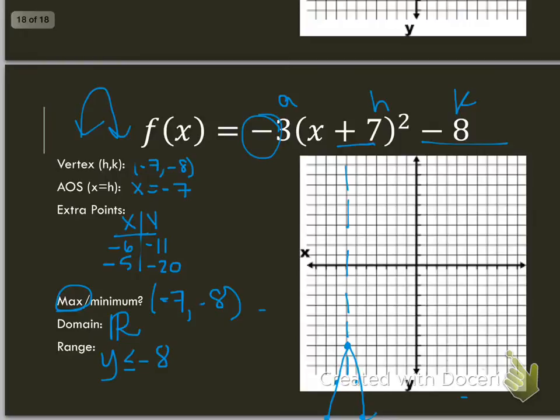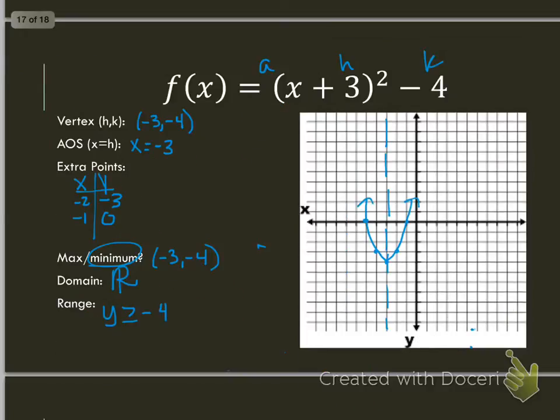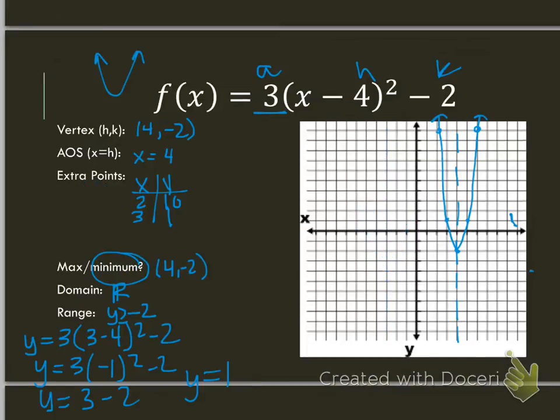This is a reflection over my x-axis. If we look at this one, this should be going left 3 and down 4, so that's why my vertex is left 3, down 4. And this one, it should be going right 4, down 2, so that's why my vertex got shifted right 4, down 2, and that 3 means that it's getting fatter, which is why all of my points got farther and farther away from each other.